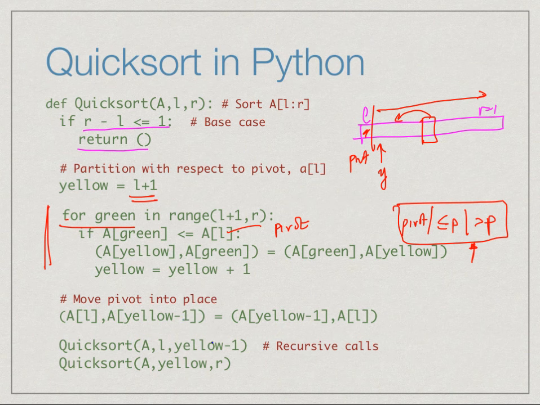And now we have less than P, P, and greater than P. And this is where yellow is. We don't want to sort P again because P is already put in the correct place. So we quicksort from L to yellow minus 1 and from yellow to the right end.